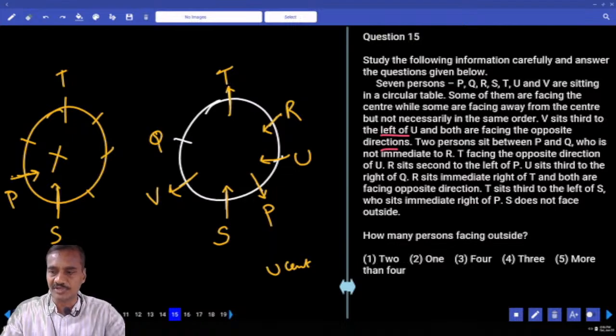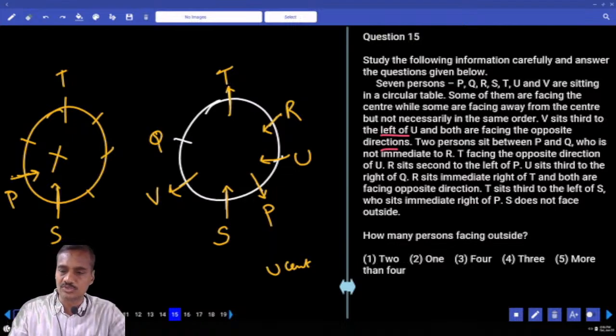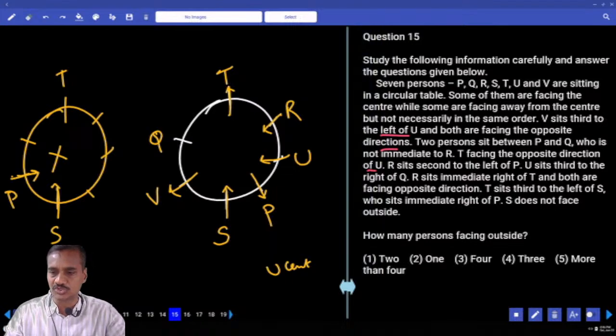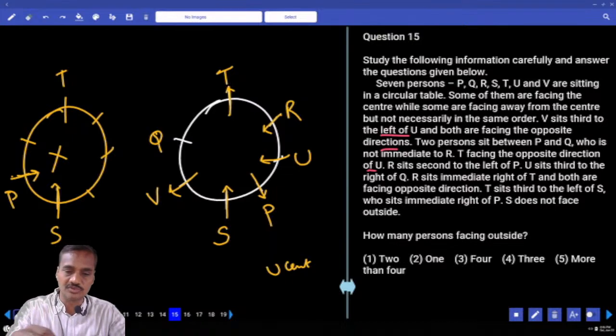And two persons between P and Q. Q is not immediate to R, and T is facing opposite to U. And U is facing the center, so T is facing away. R sits second to the left of P, and U sits to the right of Q. And U is to the right of Q means Q must be facing away from the center.